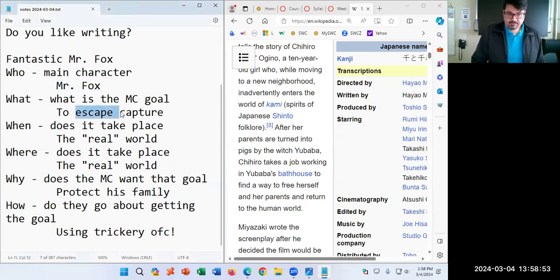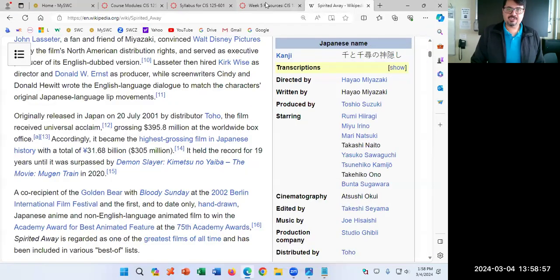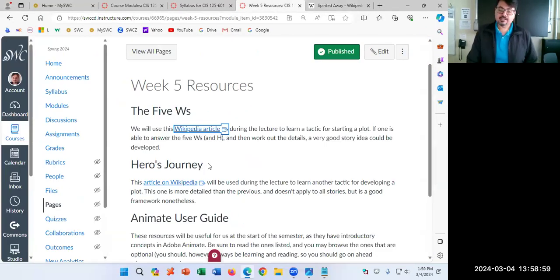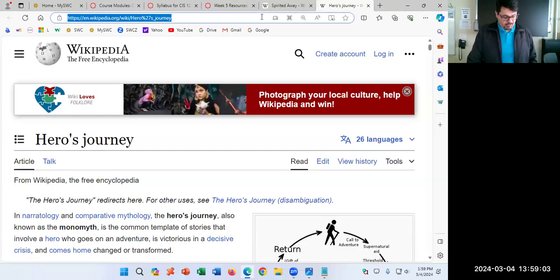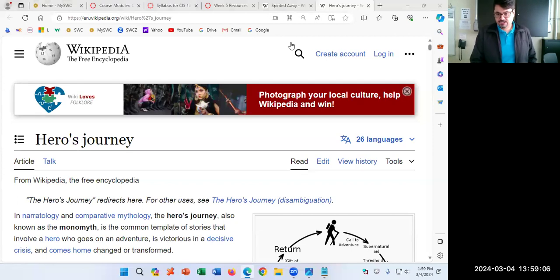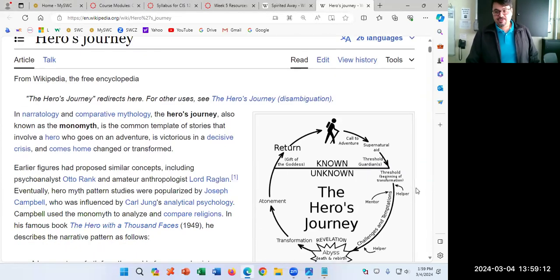The details of all of this, let's move on to this next document that I've got in the Canvas. The other one is the hero's journey. So if you follow the link there, I'll also put it in the chat for you. Here's another sort of template, a checklist sort of, to write a story or even a video game.